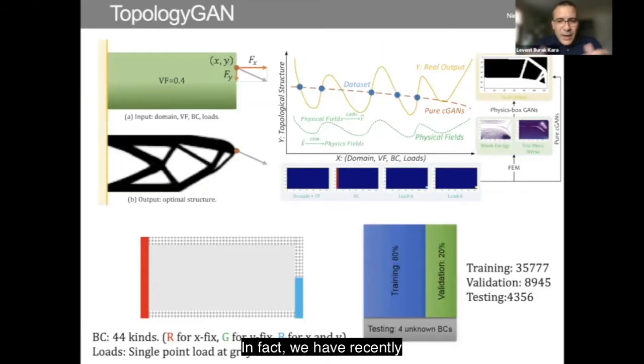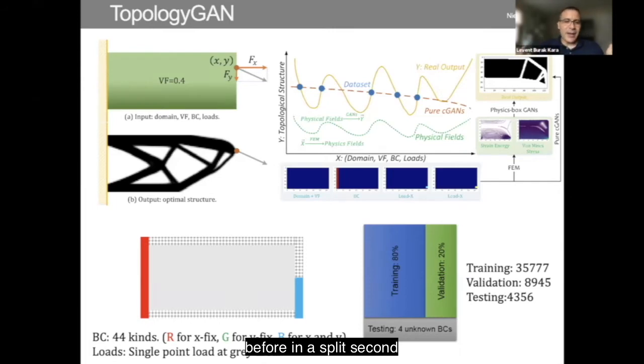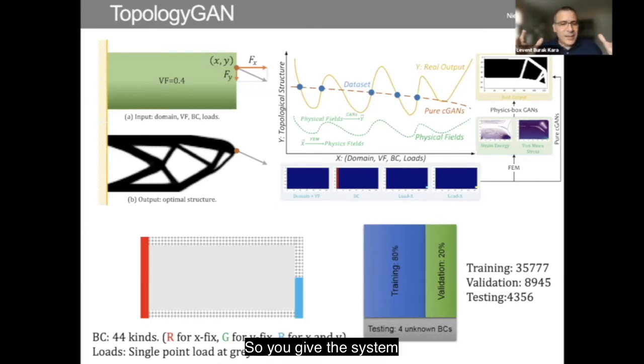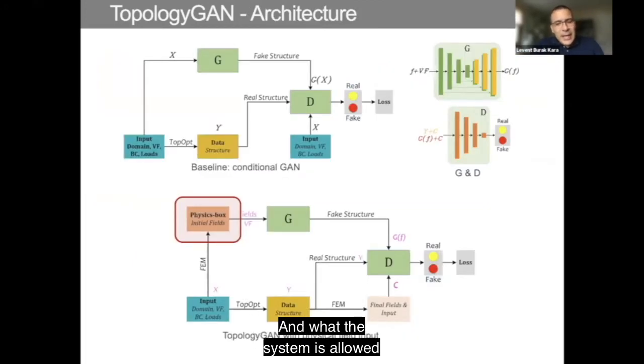In fact, we have recently published a work in topology design, so automatically designing the structures that I mentioned before in a split second, in less than 1 second. Normally, these can take a few hours to a few days. By using generative adversarial networks, the idea is to train a machine learning system with a lot of data, different boundary conditions, different force loading conditions. So you give the system different examples in an offline setting, and what the system is able to do is use this training as a way to learn how to do topology optimization.